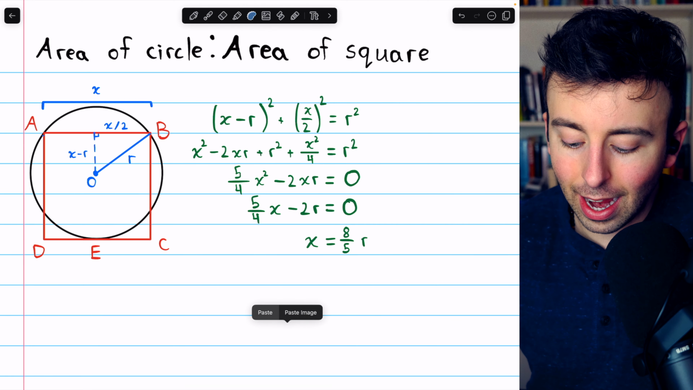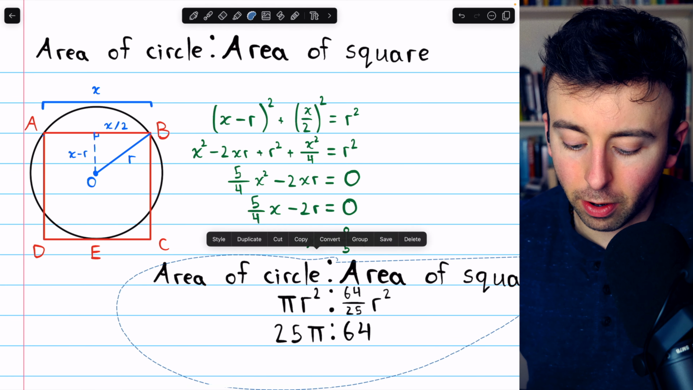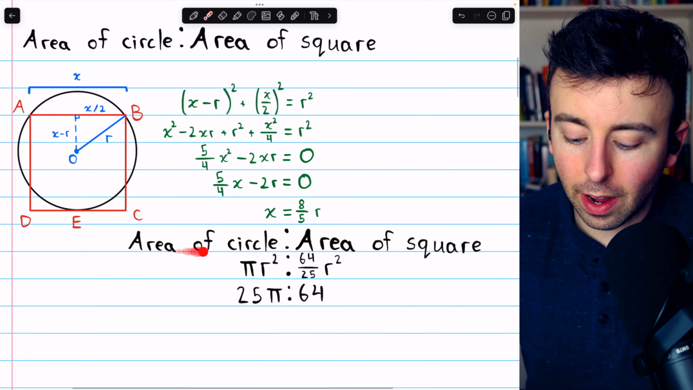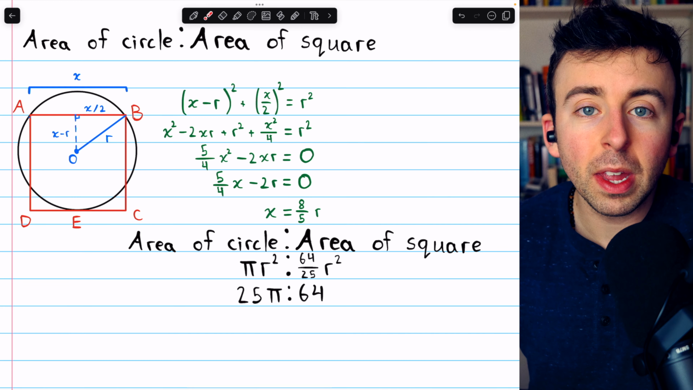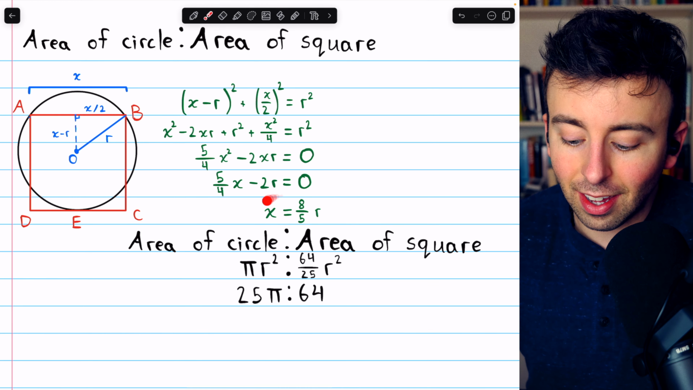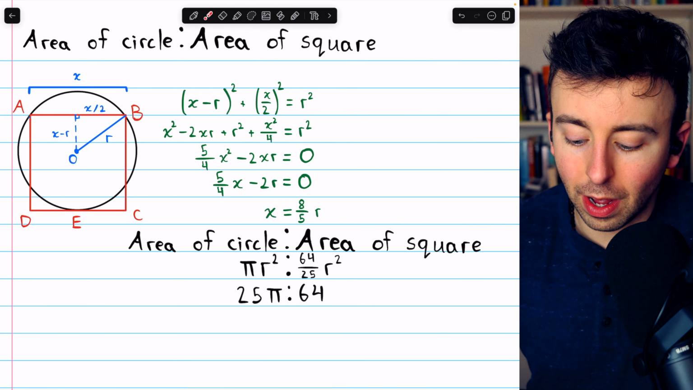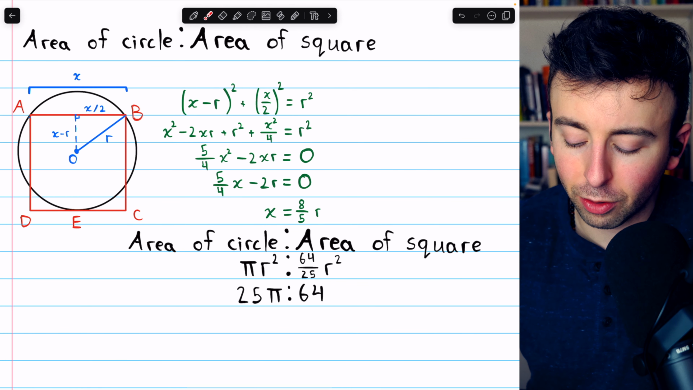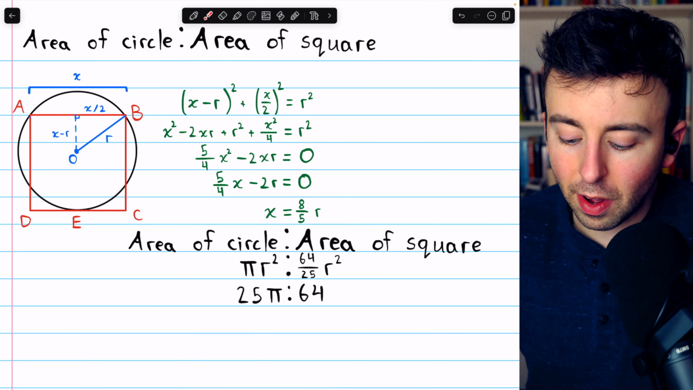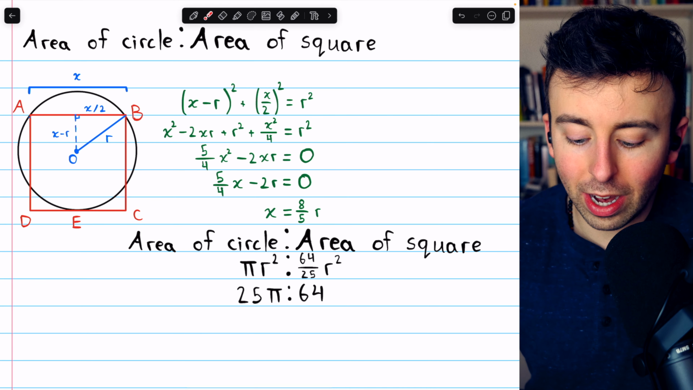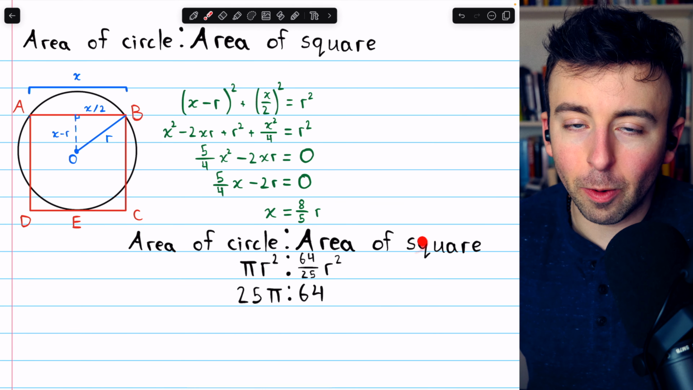Now that we've connected the side length of the square to the radius of the circle, we are able to express the ratio of their areas. The area of the circle is just pi r squared. The area of the square is its side length, 8/5 r, squared. Squaring 8 over 5r gives us 64 over 25 r squared. We can divide both sides of this ratio by r squared and multiply both sides of the ratio by 25, thus leaving us with 25 pi to 64. That's the ratio of the area of the circle to the area of the square.